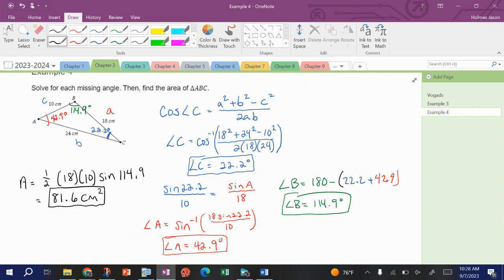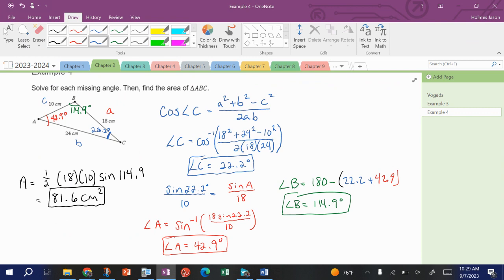From there, now that I have the 22.2, and let's go ahead and erase that 22.2 and put here 22.2. Oh, I actually wanted to go the other way. So let's see here, sine of 22.2. Now that I have that, I'm going to use the law of sines with one of the other side lengths to come up with angle A, being across from that side length 18 to get 42.9 degrees.